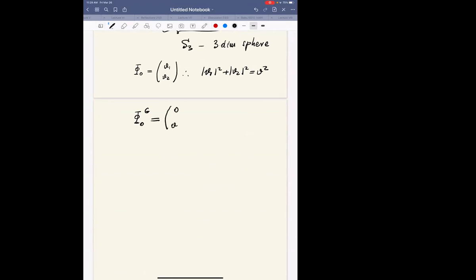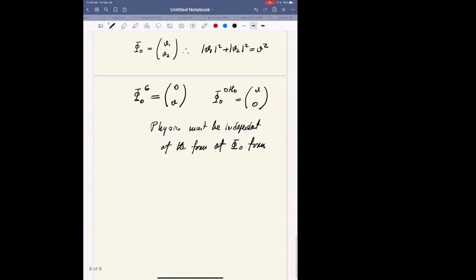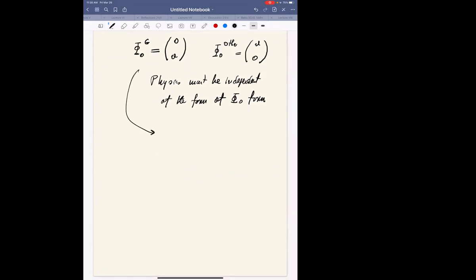Let's call it phi 0 Goran. You can say, I don't like that, I want to write it like this. Or someone says, I will write the other one. Physics must be independent of the form of phi 0, because there is a symmetry. I can pick up any point on this S3. They should be equal. This is very important. They should all give the same physics.